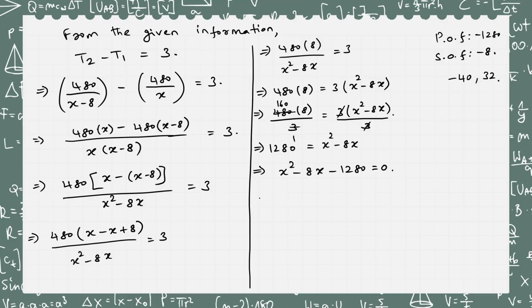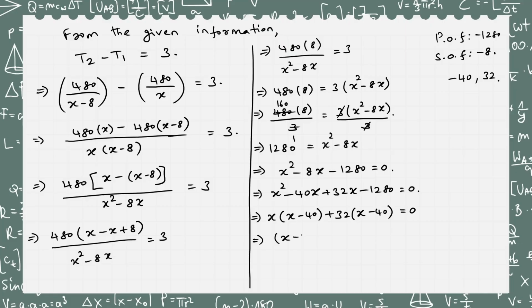So now let us split the middle term: x square minus 40x plus 32x minus 1280 equal to 0. Taking x common from the first two terms we have x into x minus 40, and taking 32 common in the next two terms we have 32 into x minus 40 equal to 0. So that gives us x minus 40 into x plus 32 equal to 0. That implies x is equal to 40 or x equal to minus 32.